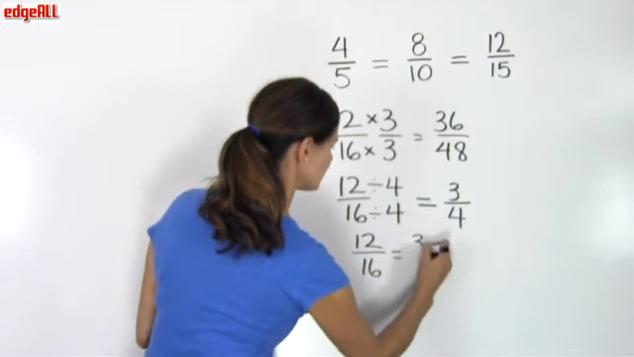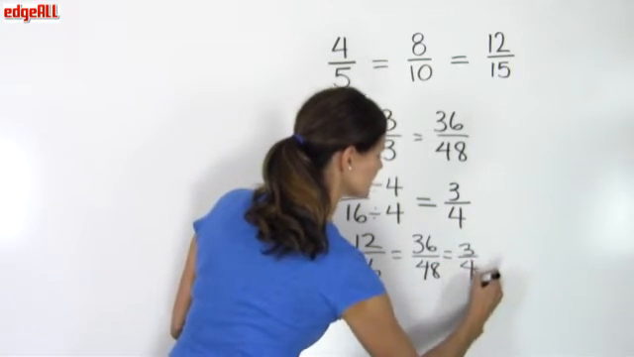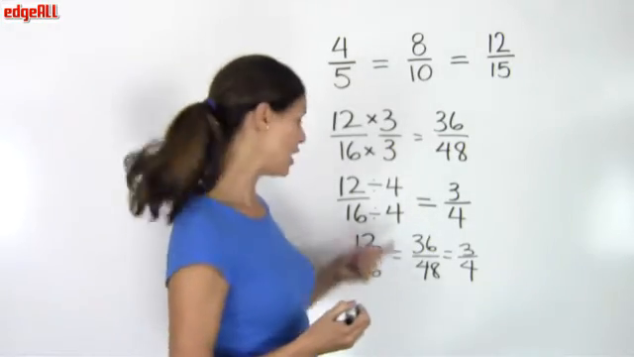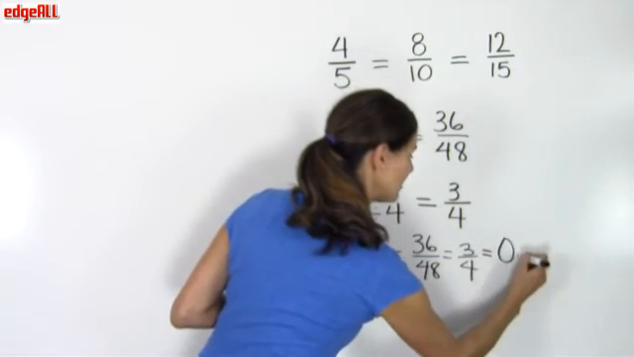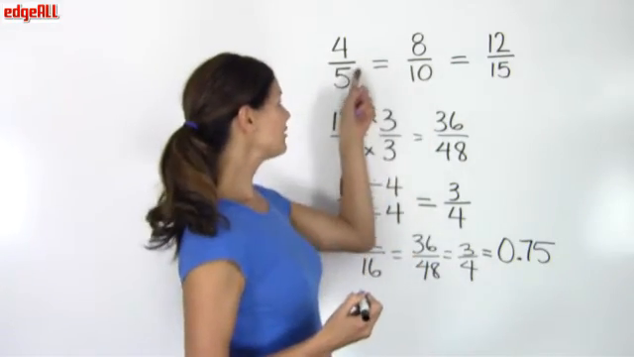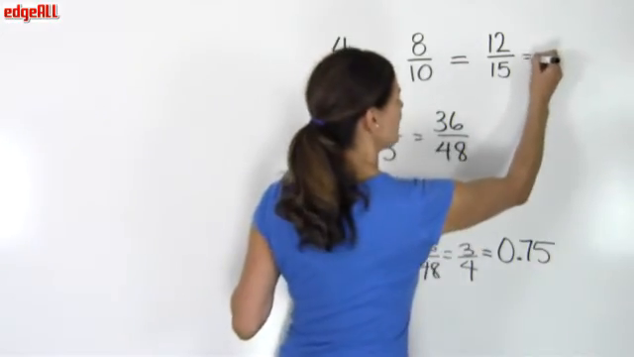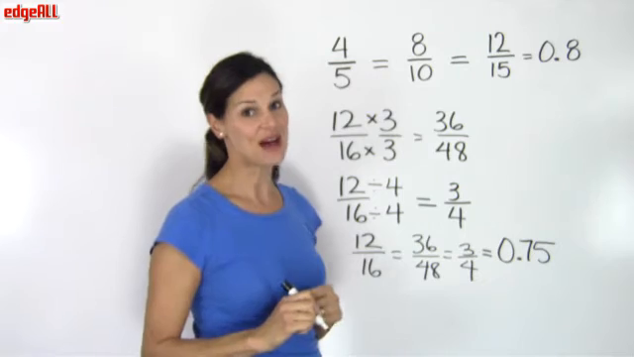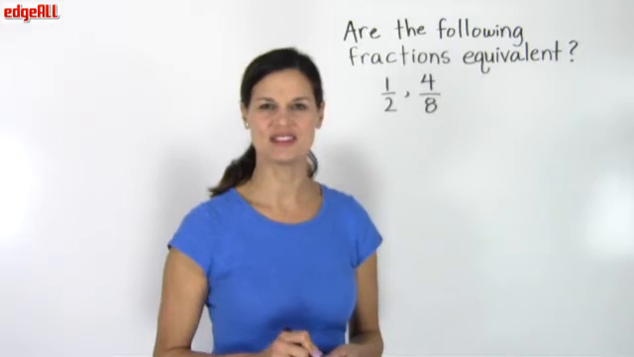12/16 equals 36/48 equals 3/4. And if I were to plug each of these into my calculator and do 12 divided by 16, or 36 divided by 48, or 3 divided by 4, I would get 0.75 for all three of these. Similarly, in our first example, if I plugged any of these into my calculator, I would get 0.8 for each of them. They all have the same value. They're equivalent fractions. Let's look at one more example of equivalent fractions.